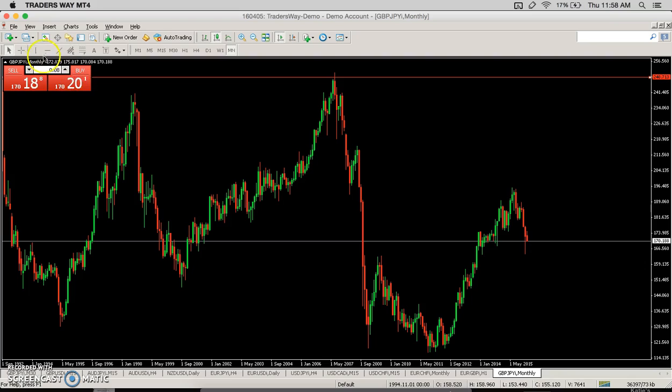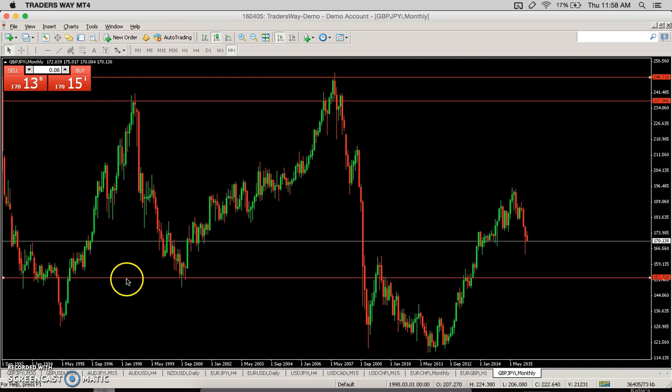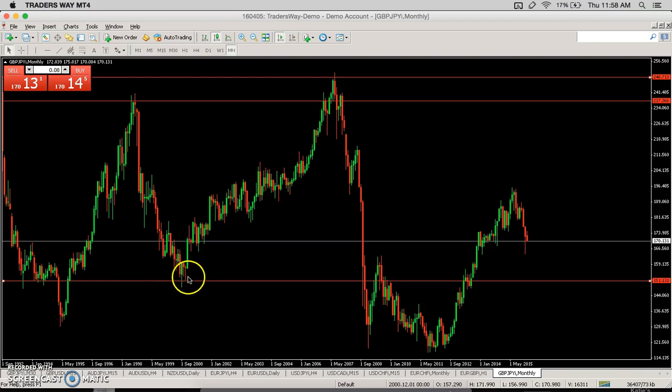Alright, I see another one over here. Okay, so those are cool resistances. Now I'm looking at supports. Here's one. See how it bounced over here. It also bounced over here.